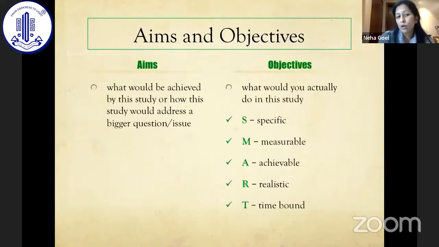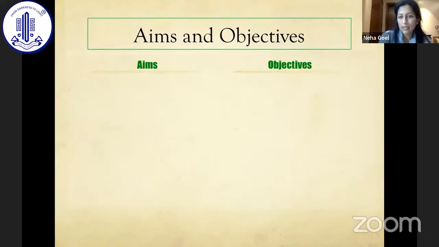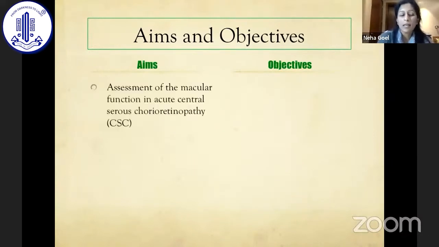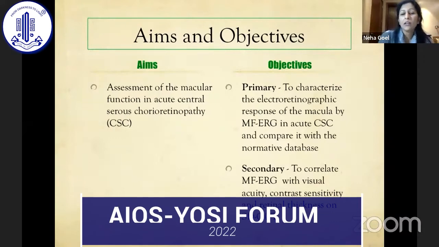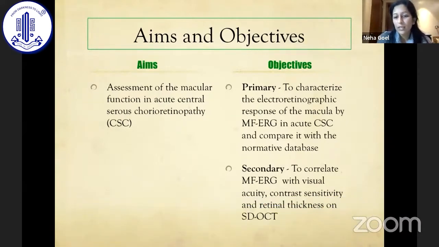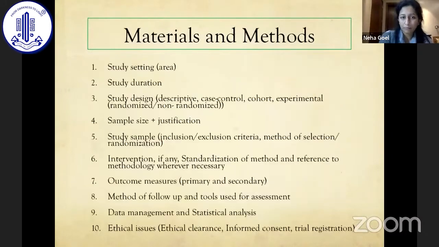So next, coming to the aims and objectives. Now, what is the difference between these two? The aim is basically the bigger issue or the bigger question which your study addresses, whereas the objective is actually putting it down. It is more SMART, like we say: specific, measurable, achievable, realistic, and time bound. I think you'll understand this with an example. So for example, our aim in a study was assessment of the macular function in acute CSC, but our objectives were divided into primary and secondary. And here we further characterized it into multifocal ERG, and then correlation with visual acuity, contrast sensitivity, and thickness. So your objective is much more measurable and tangible.